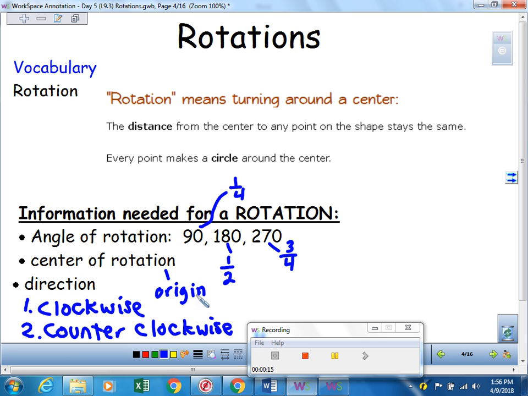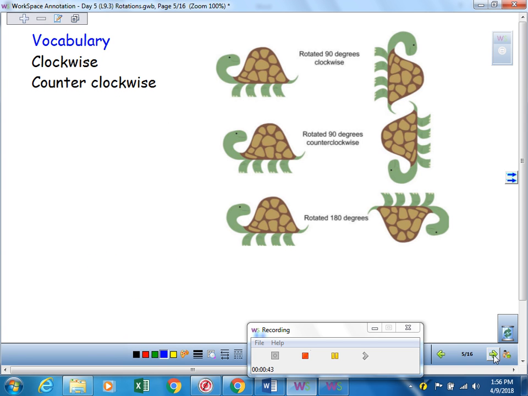Center of rotation, we're always going about the origin. We're going either clockwise or counterclockwise. We just did this with our papers.